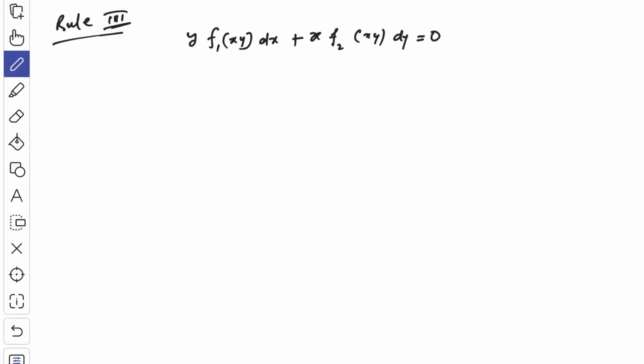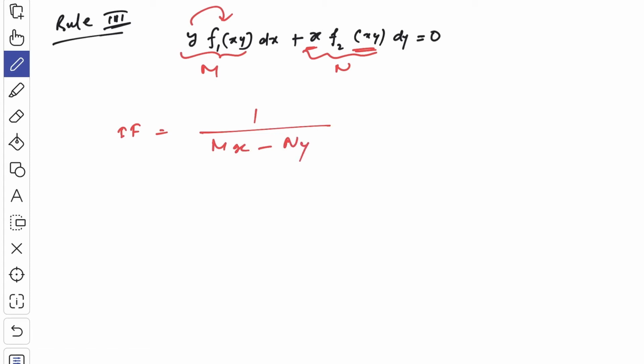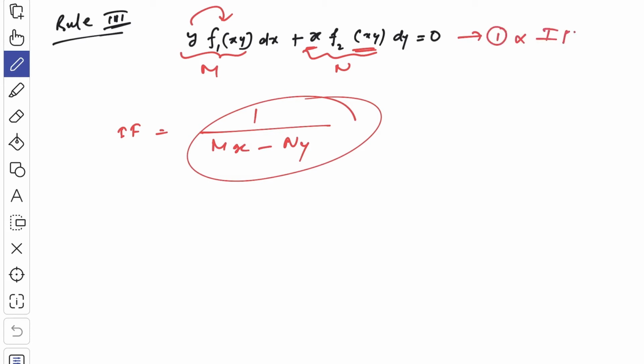Now here you see, suppose we have an equation of this form, and this part is M and this part is N. So our M is y times a function f of xy, then x times another function of xy, and this is N. Then our integrating factor will be 1 by (Mx minus Ny). Then we are going to multiply this integrating factor with equation number 1.